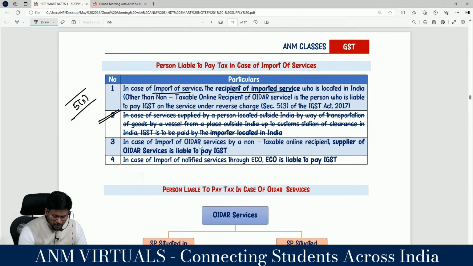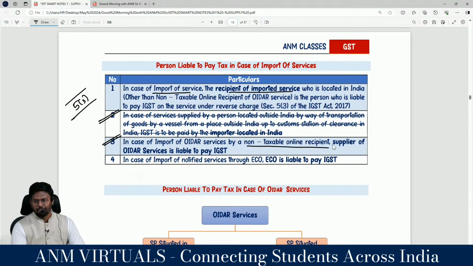So in case of import of OIDAR service by a non-taxable recipient, the supplier of the OIDAR service is liable to pay IGST. And in case of import of notified services through an e-commerce operator, the e-commerce operator is liable to pay IGST as per Section 5.5. Yes, sir. So who is the person liable to pay IGST? We have two section references: one is 5.3 and the other is 5.5.